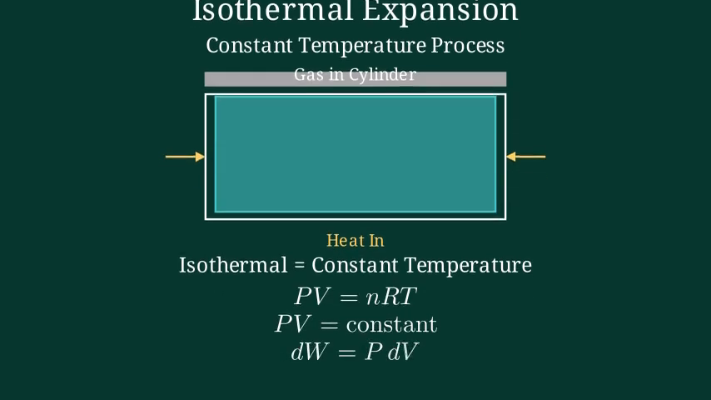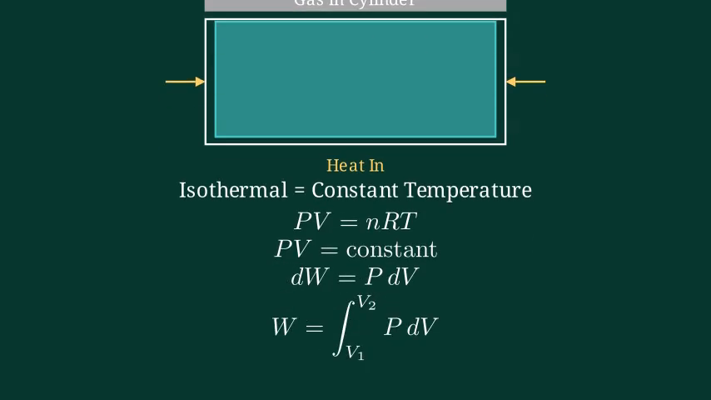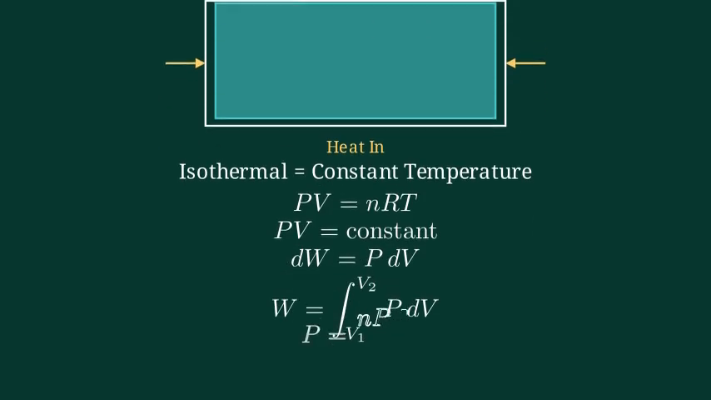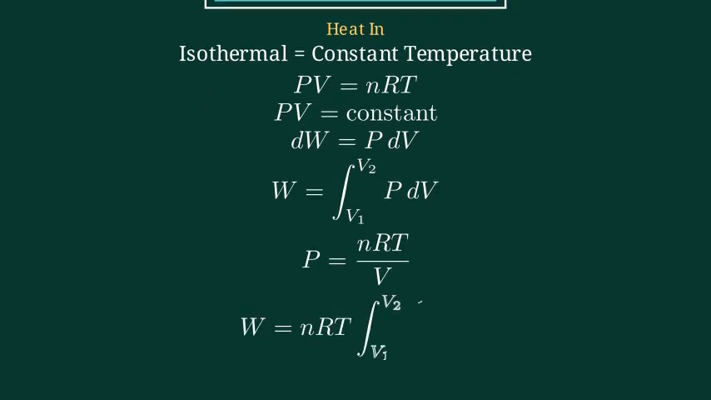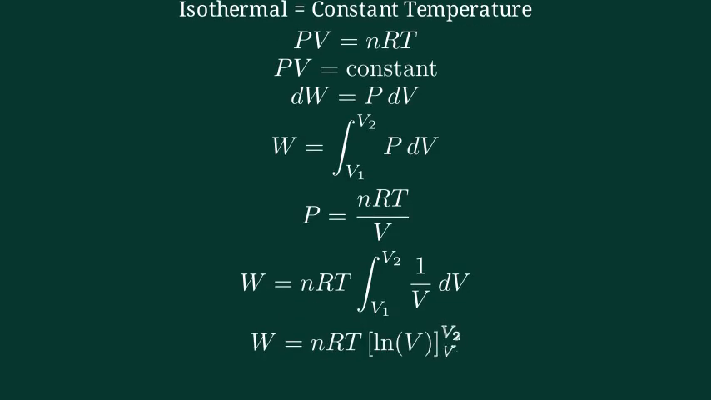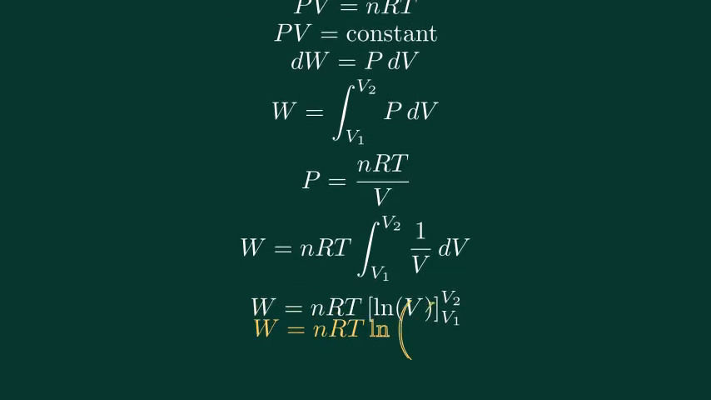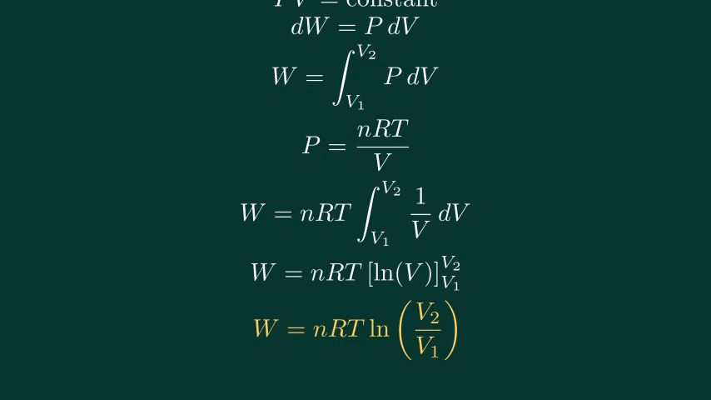A small amount of work is dW equals PdV. Total work is the integral of PdV from V1 to V2. We substitute P equals nRT divided by V. Since n, R, and T are constant, we pull them out. The integral of 1 over V is natural log. So the final formula is W equals nRT times ln of V2 over V1.